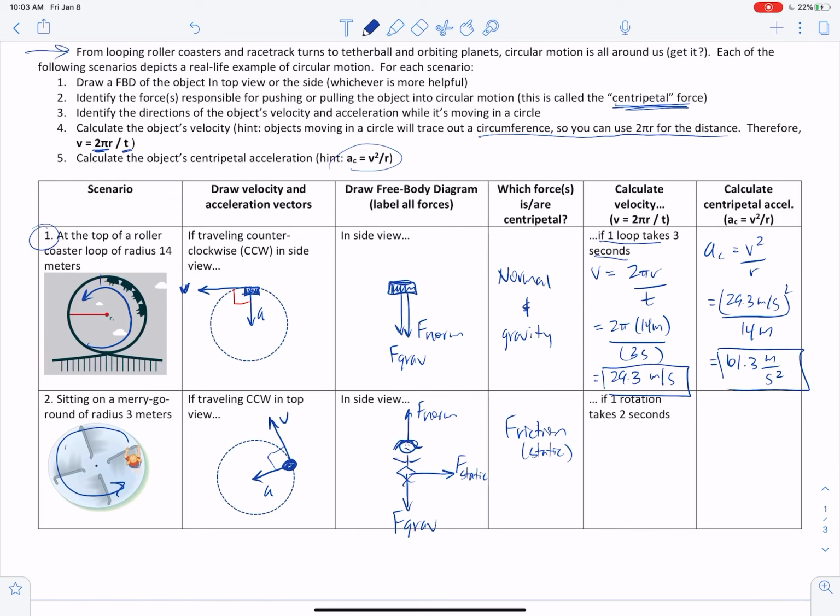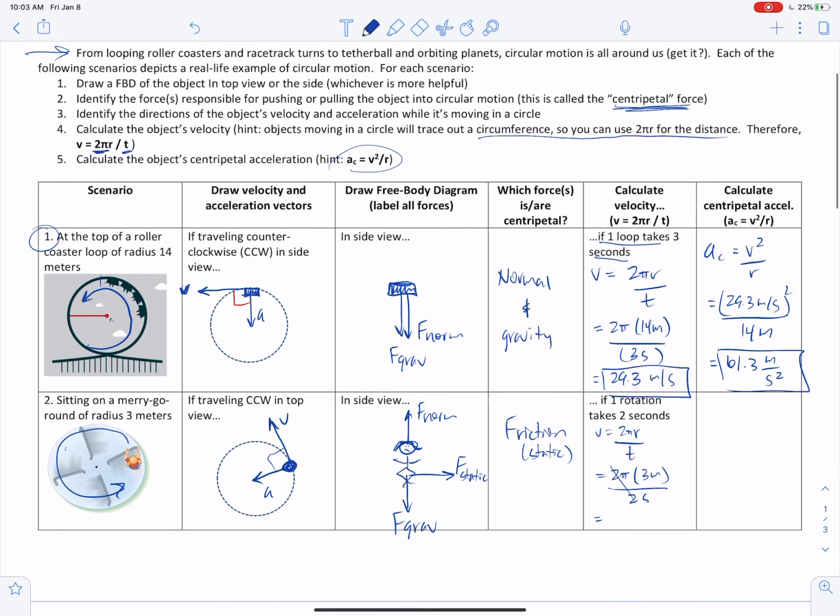Now, what's her velocity if one rotation takes 2 seconds? We can go back to her velocity being the distance she travels around a circle, which is 2 pi r, divided by the time it takes. The radius is over here. It's a 3-meter radius merry-go-round. So we're going to put that in here. And then the time is 2 seconds. So the 2's, of course, cancel out, and her velocity is just 3 pi, which is 9.42 meters per second.